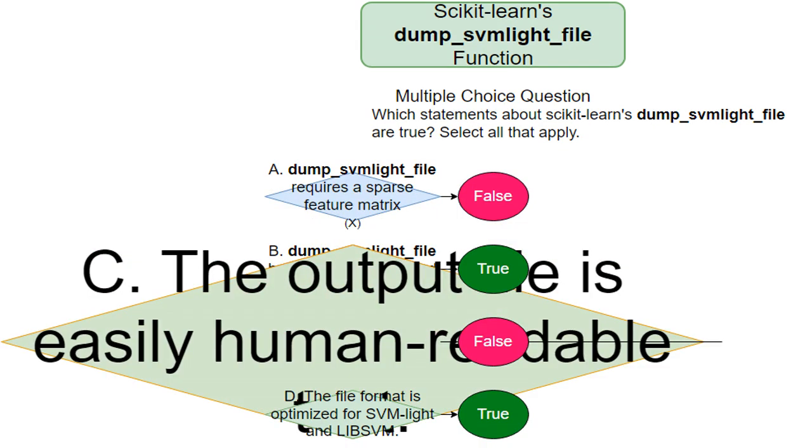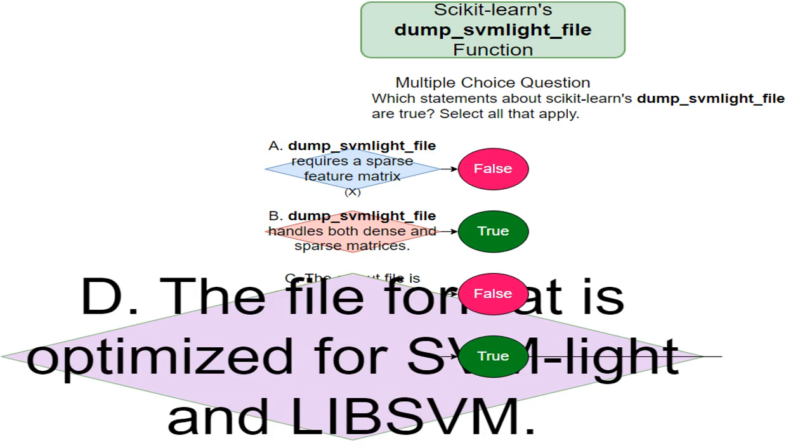This option suggests the output file is simple text, easily understood by a human. We'll check if the function produces such a file. This statement focuses on the purpose and compatibility of the output file format. It indicates that the file is specifically designed for efficiency with the SVMlight and libsvm libraries. This is an important point to consider.